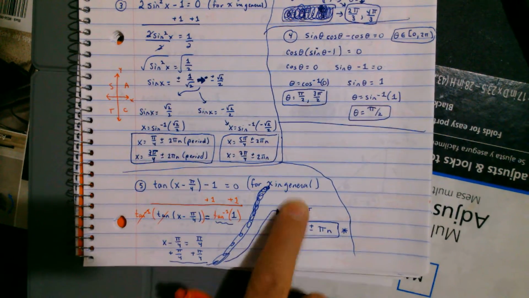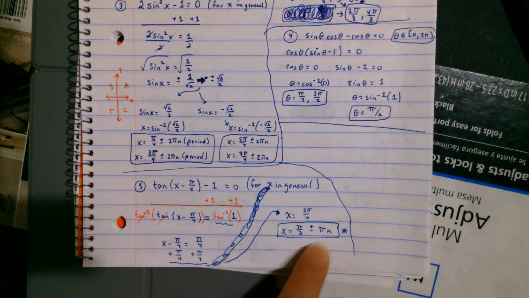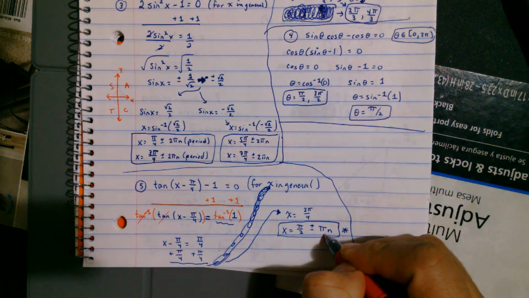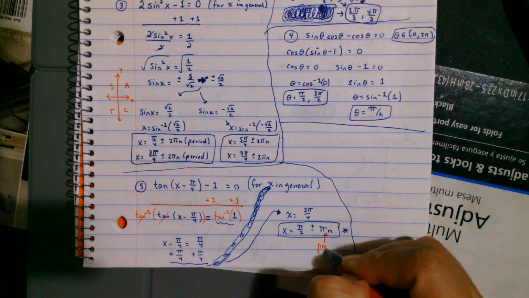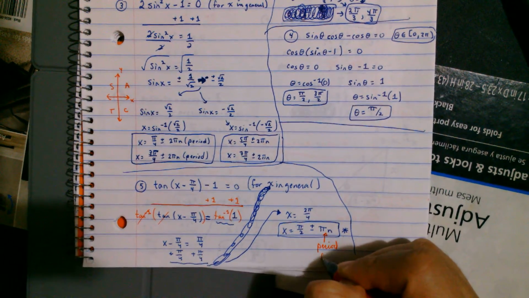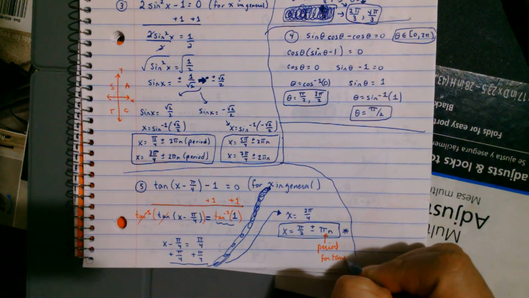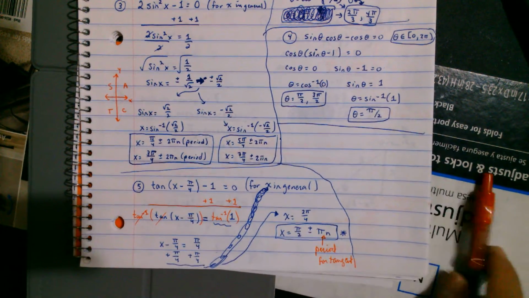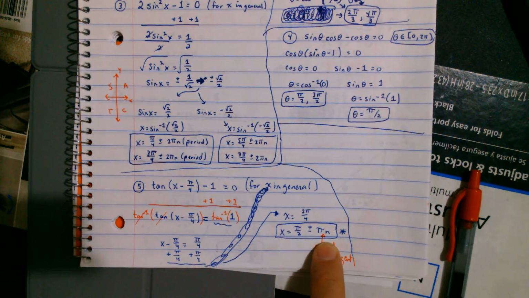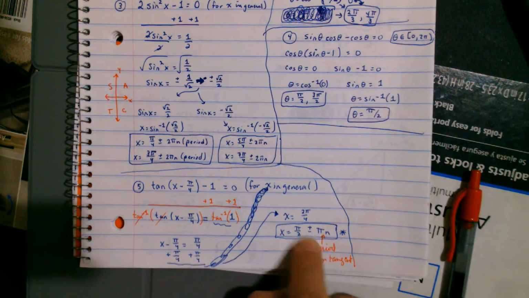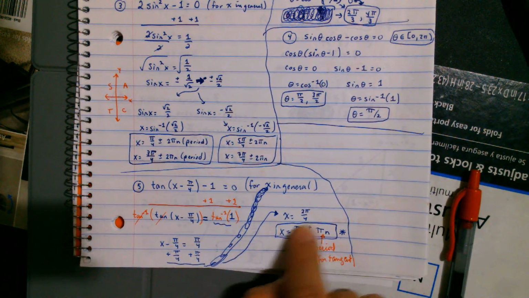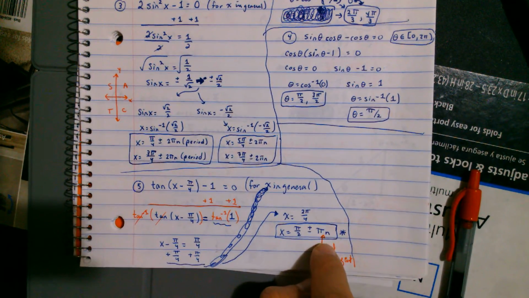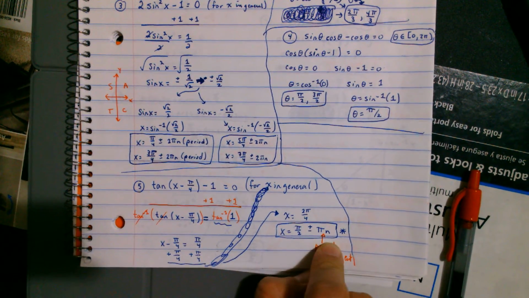Now, because it's in general, you add or subtract the period. The period for tangent is pi. So in this case, you revolve each 180, 180, 180. That's its period for tangent. So plus or minus pi n.